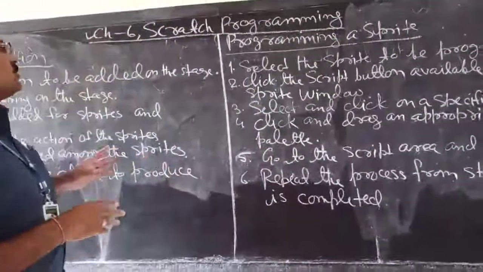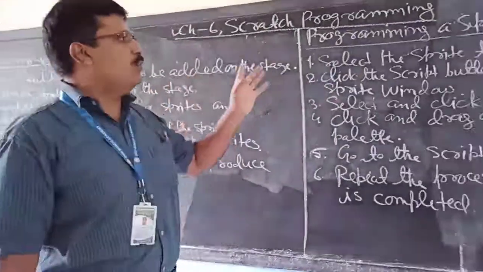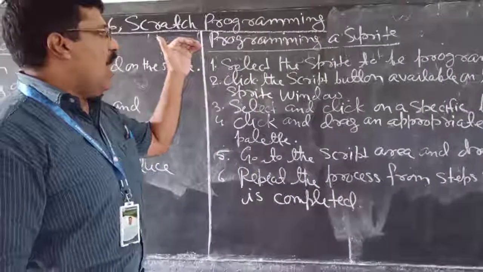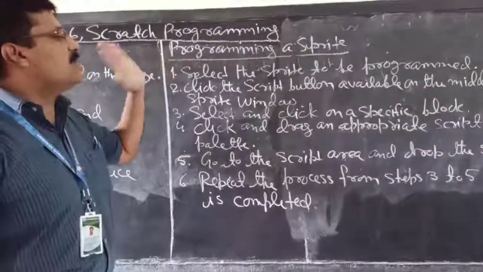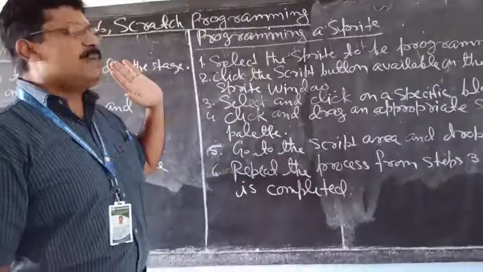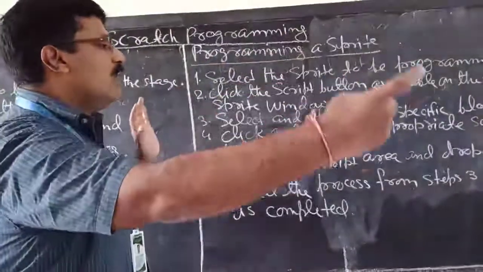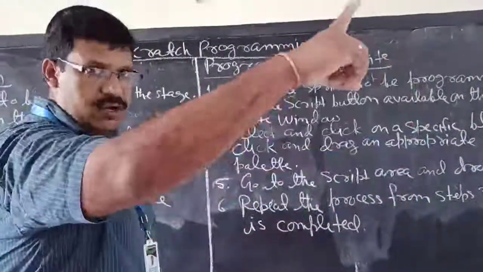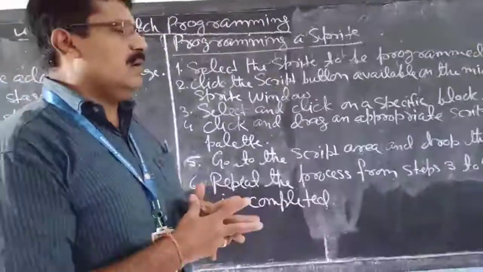So today's last 2 topics that you have learned: how to plan an animation and how to program a sprite. Once again, how to program a sprite is very easy. I have shown you before also. Select the sprite, click on the script button, select and click on the specific block whichever you want. Click and drag the appropriate script, go to the script area and drop. Repeat the process, steps 3 to 5, until you complete the program.